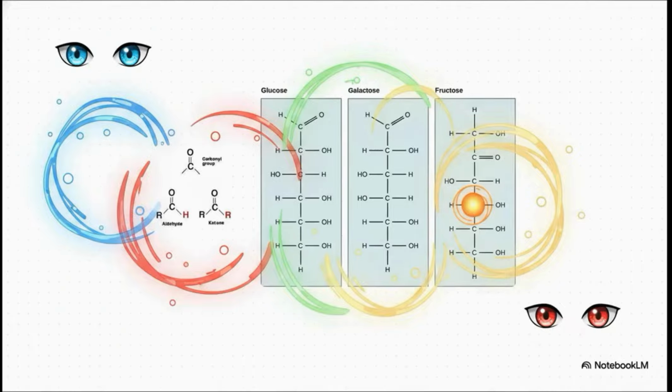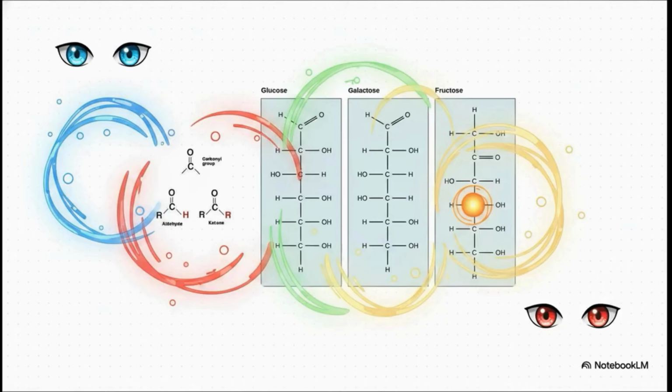Now, here is what's really fascinating. Identical ingredients can actually create entirely different sugars. Take glucose, galactose, and fructose. They all share the exact same chemical formula, C6H12O6. They're all hexoses, meaning they have 6 carbon atoms.